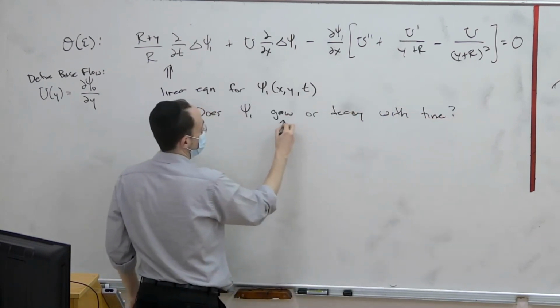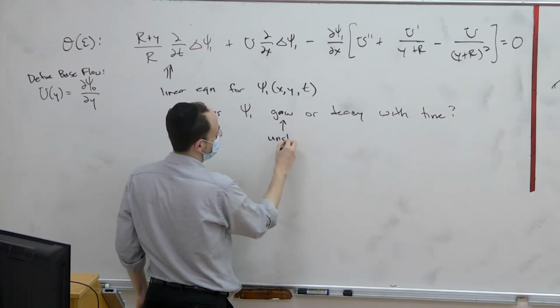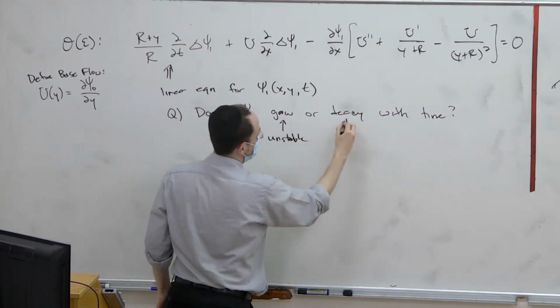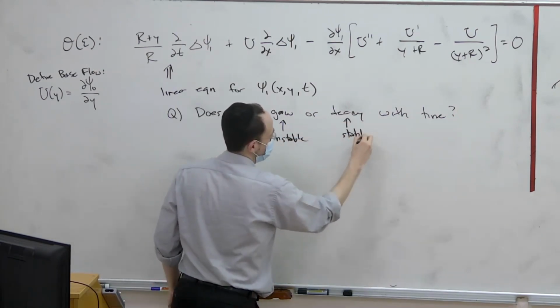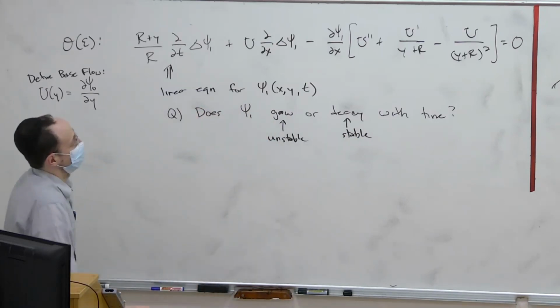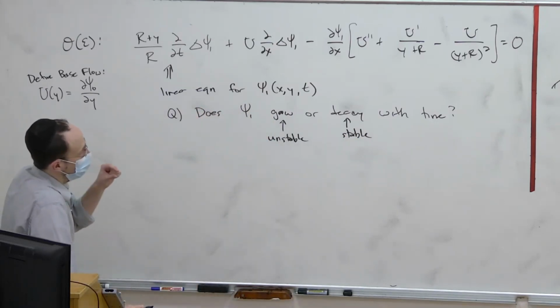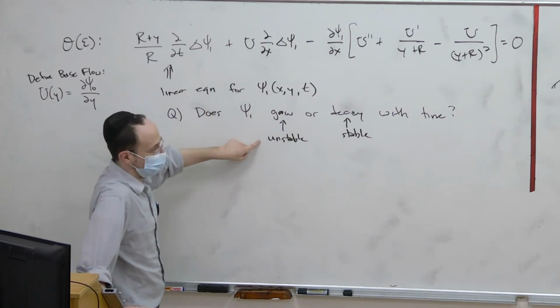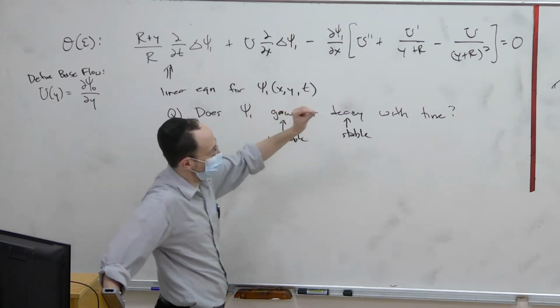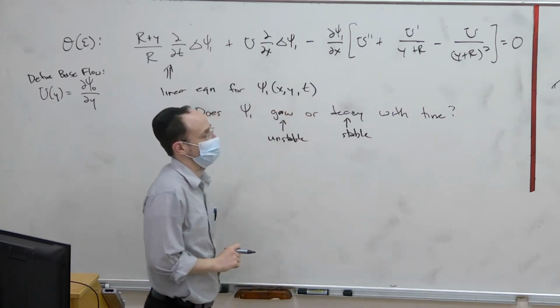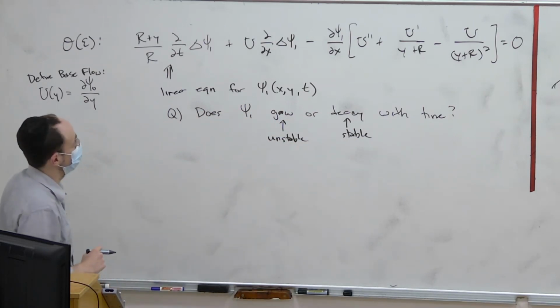If it grows, then we will say it's unstable. And if it decays, then we would say our system is stable, right? So does this small perturbation get worse and worse as it grows, in which case the system is unstable? Or does it decay to 0, in which case we say the system is stable, the system goes back to its equilibrium? So this is the question that we want to analyze.